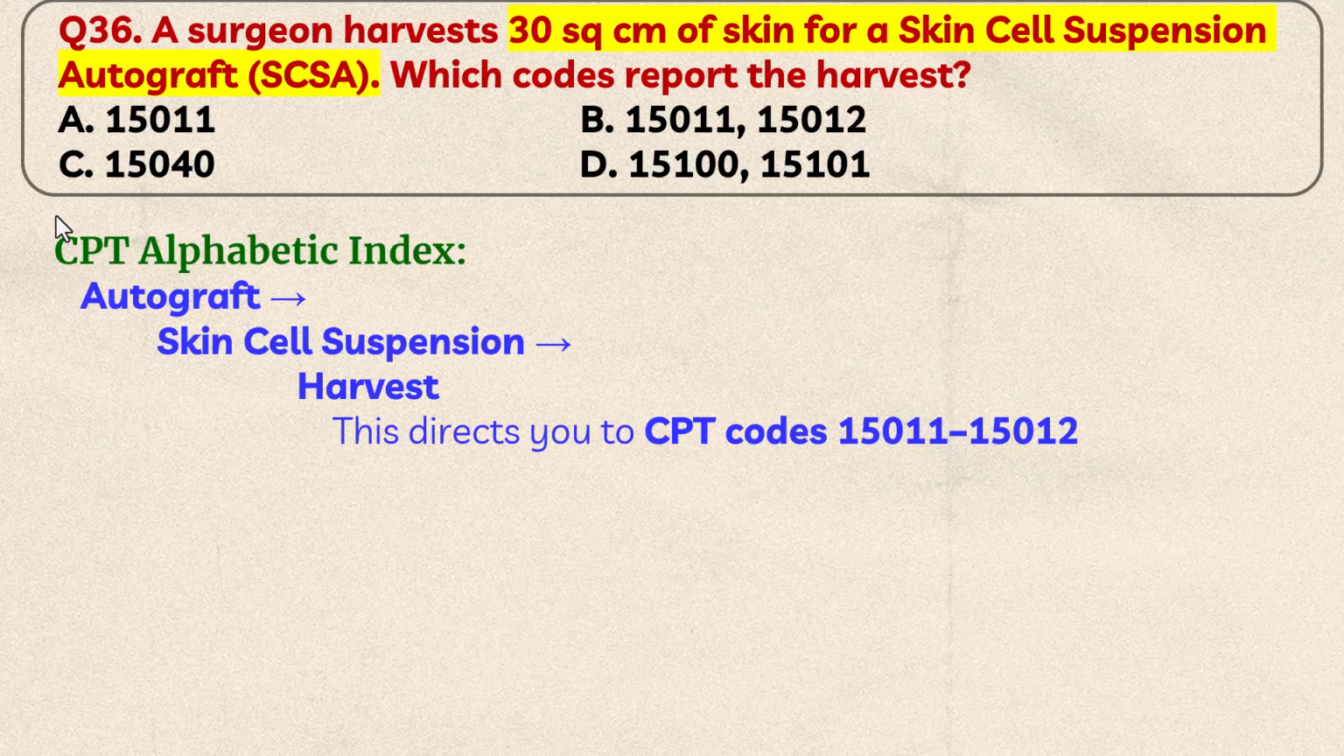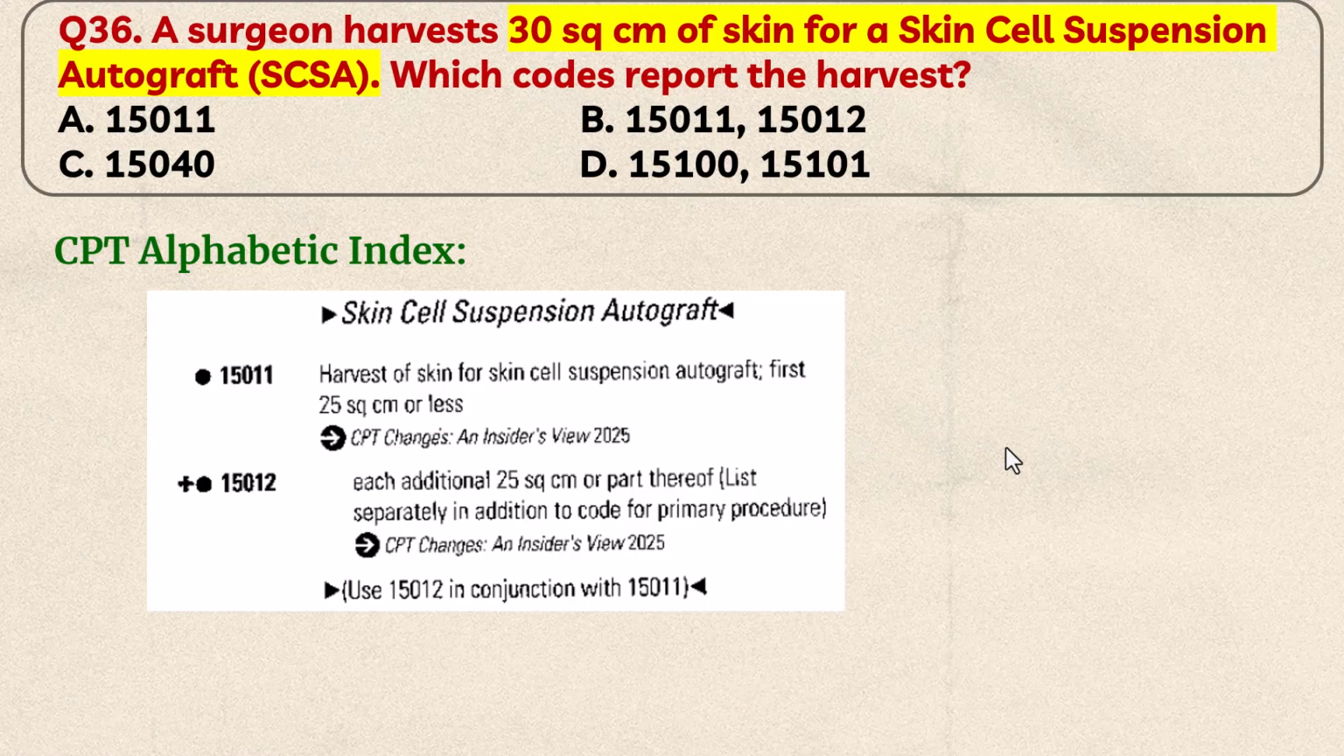So in the CPT alphabetic index, you have to go to the main term autograft, then go to the subterm skin cell suspension, then the term harvest. This directs you to CPT codes 15,011 and 12. Once you come to the tabular list, you can see 15,011 is harvest of skin for skin cell suspension autograft, first 25 square centimeter or less. Our case is 30. So for the first 25 you have to use this one. And for each additional 25 square centimeter or part thereof, you have to use 15,012. So the correct answer will be answer B. It includes 15,011 and 15,012.